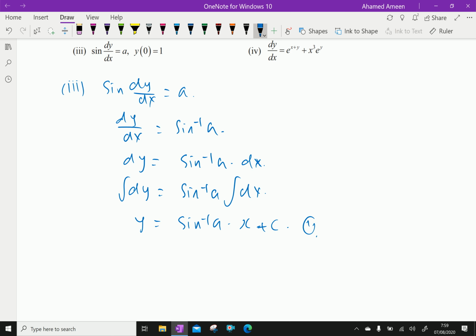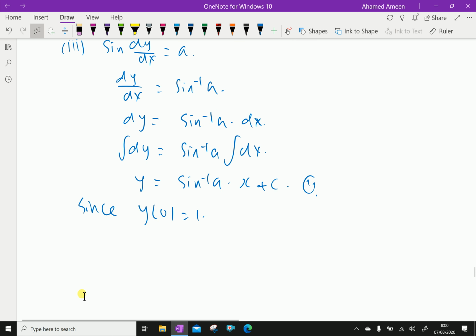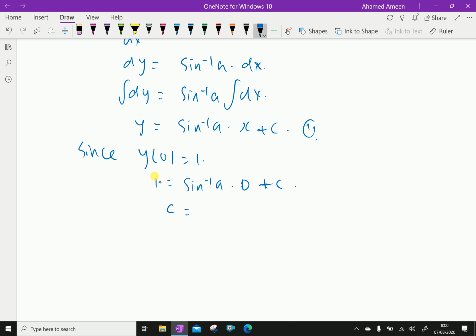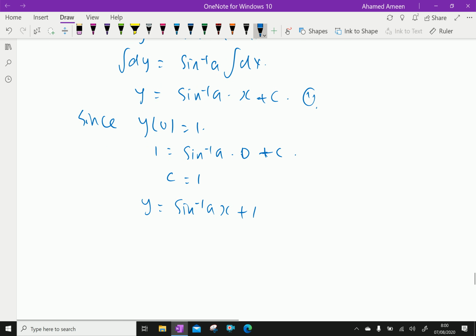Now, since the given condition is y of 0 equal to 1, if you put x is 0, then y becomes 1. Therefore, 1 equal sine inverse a into 0 plus c, which means c equal to 1. Therefore, we'll write one more time y equal sine inverse a times x plus 1. C is 1 here.